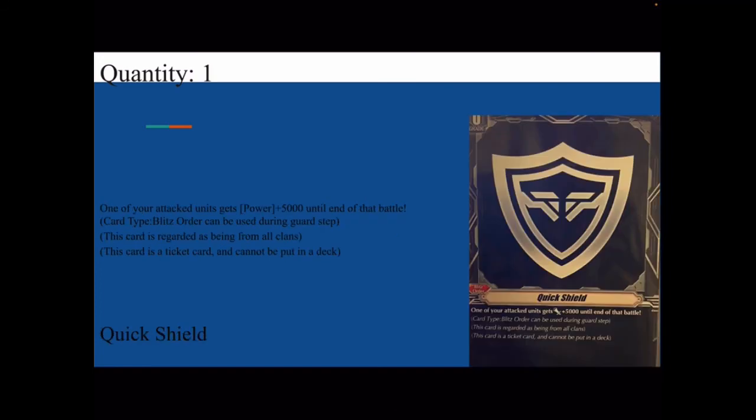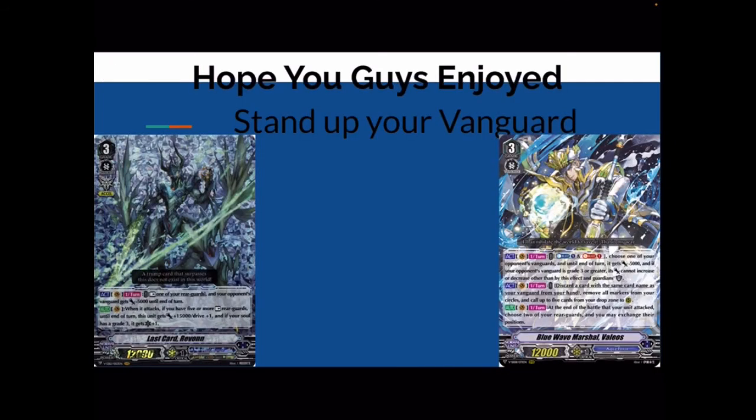And on to the quick shield, which you all know what it does. When one of your units is attacked, it gets plus 5k power until end of battle. Why it doesn't actually have a shield instead of power, I will never understand. But that's how the world works, even if it's stupid, in my personal opinion.